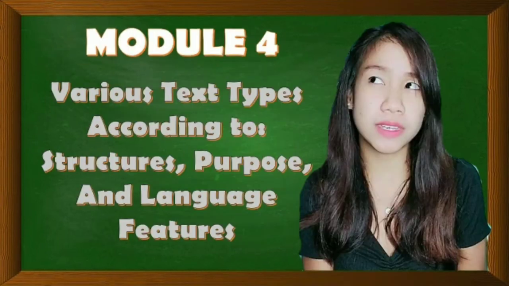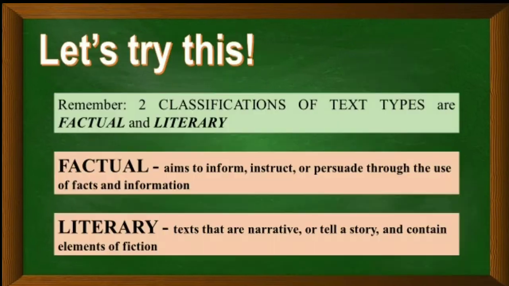Next in line is Module 4, which is about various text types, but here we discussed the structures, purpose, and language features of these text types. Let's try to remember these. We have 2 classifications of text types, and these are factual and literary. For factual, this aims to inform, instruct, or persuade through the use of facts and information.